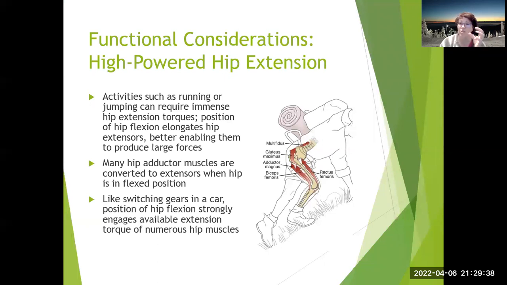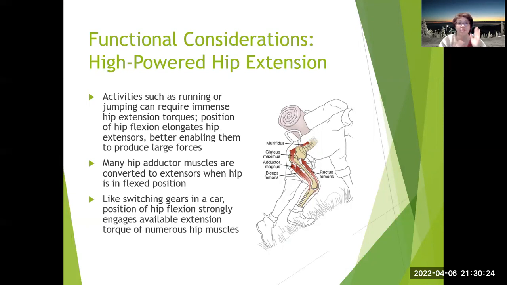So you see sprinters on the track starting in that hip flexion position in the blocks, so they can just jet off when the gun goes off. A lot of hip adductor muscles are converted to extensors when the hip is in the flexed position. The way that happens is, in order to be an extensor, it has to be posterior to the medial lateral axis, right? So if you're in hip flexion, the adductors have a line of pull for extension, or they have a better line of pull for extension.